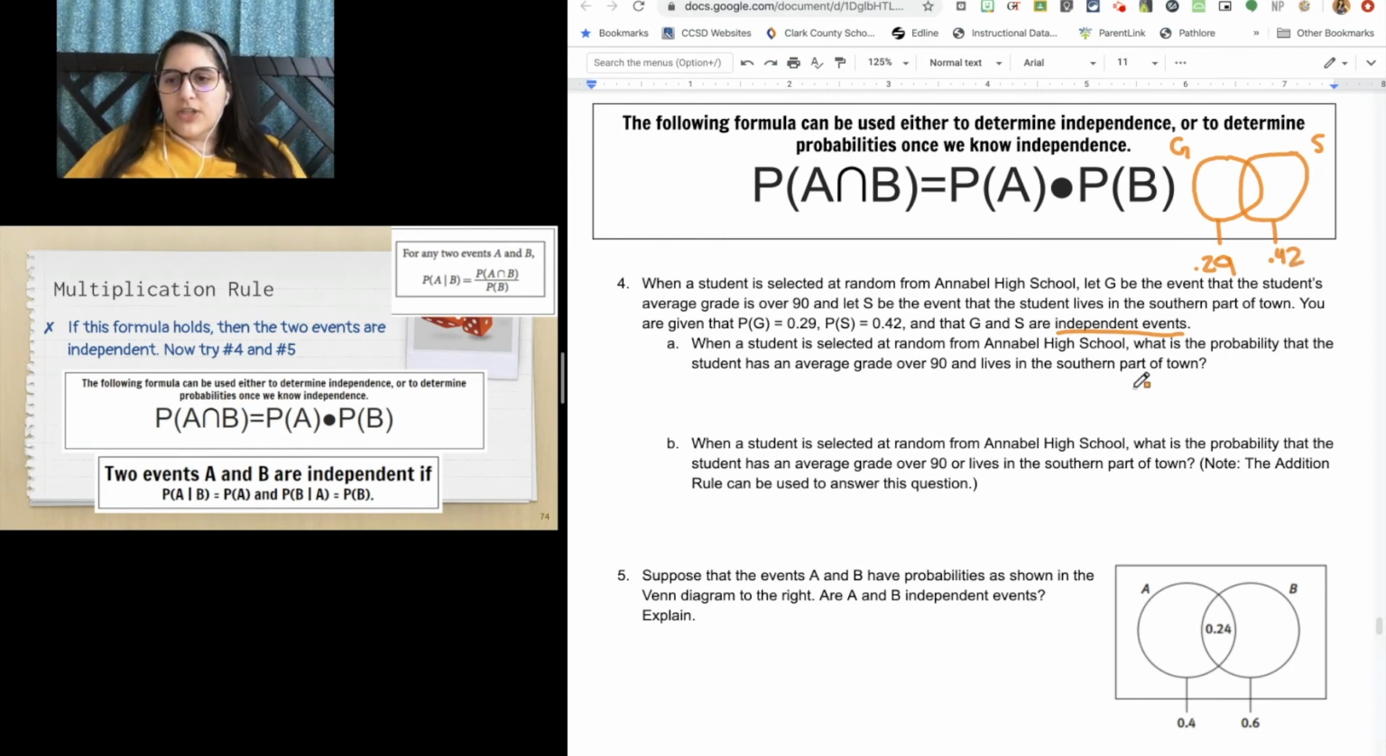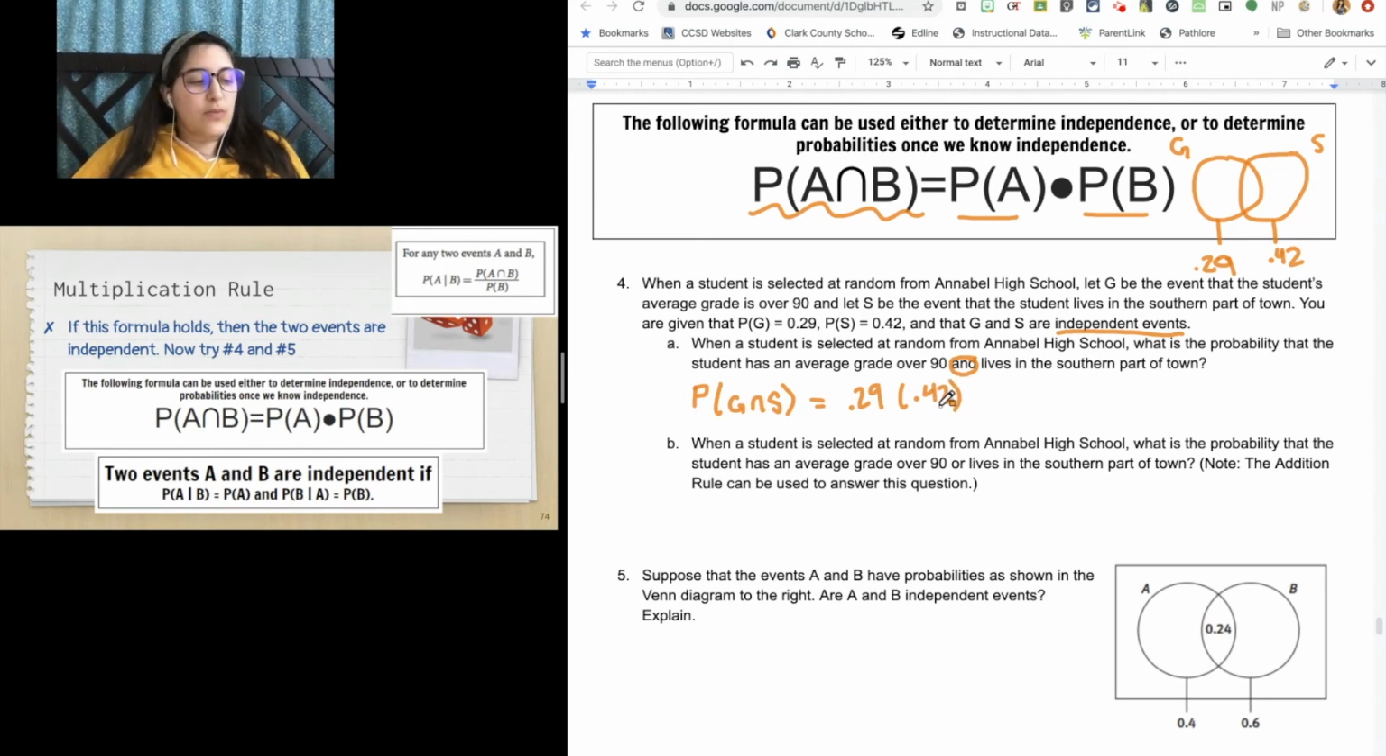So this first question is, I want to know the and probability. So I'm trying to find this, but I know this and this. So let's do some multiplication. Probability of G and S is equal to probability of G, which is 0.29, times probability of S, which is 0.42, right? And once you're at that point, you can plug those things directly into your calculator, which I'm doing right now.